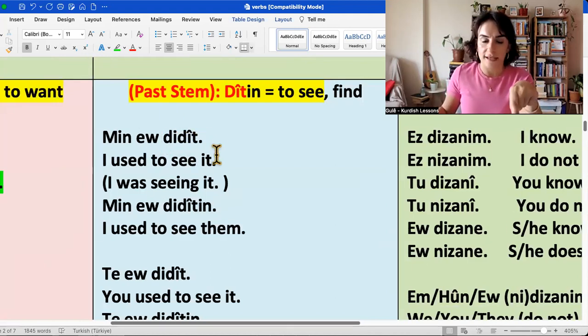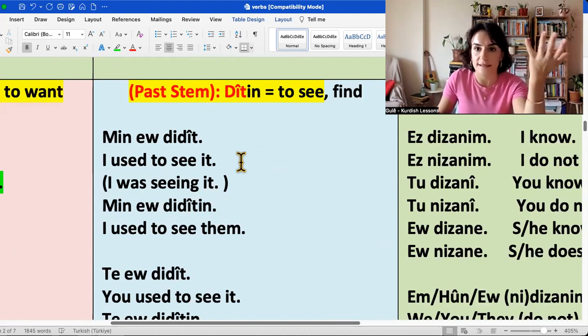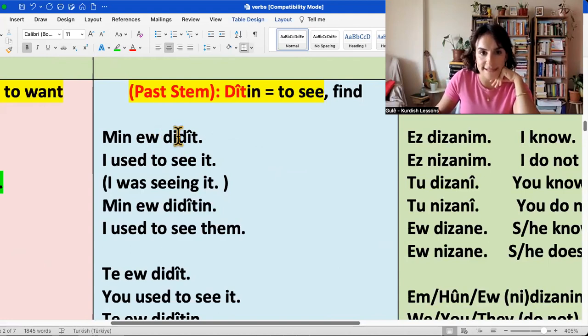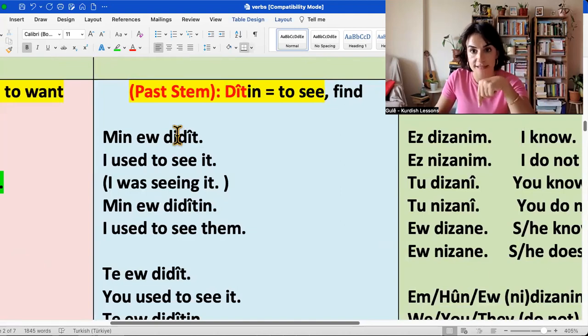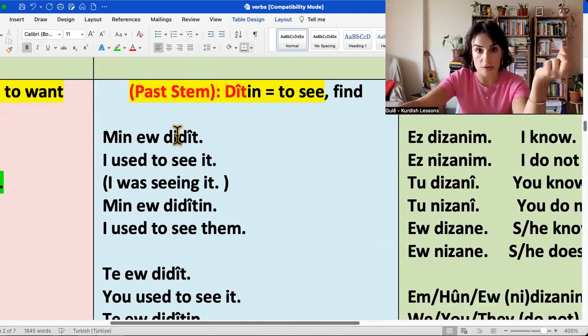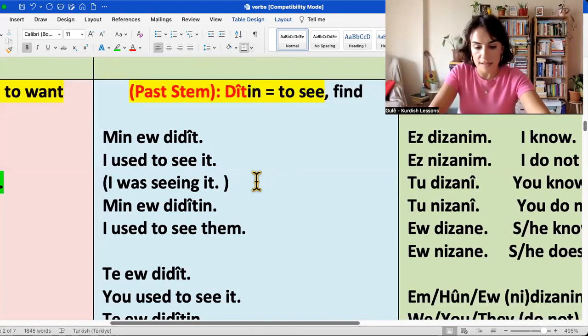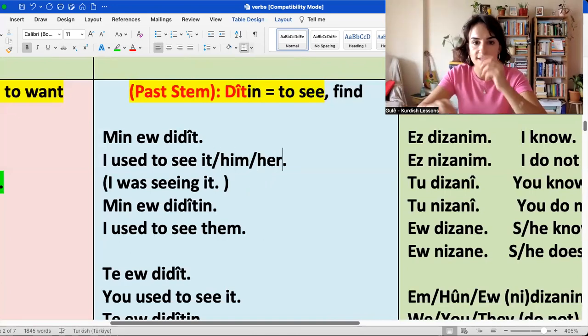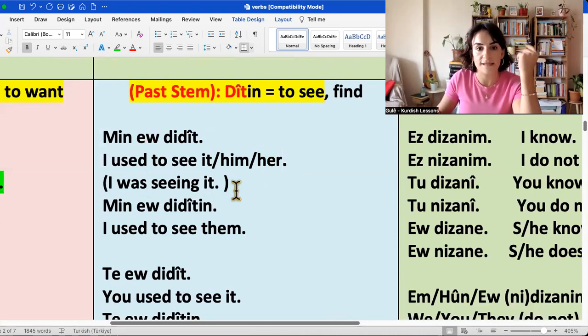Just in this example, we have continuous tense, past continuous, okay? When we say I was, in the past, or I used to, okay? So min ew the deed. So deed is past, and when you have the with the past stem, it means it is continuous. So if you say min ew the deed, it can mean I used to see it, him or her. It's not clear because ew can be any of these. Or I was seeing it, him, her.